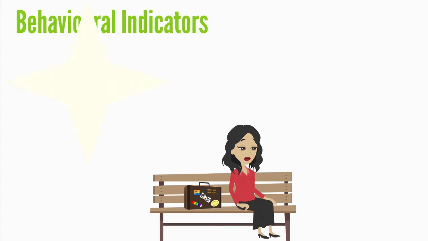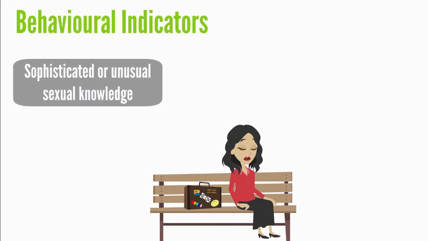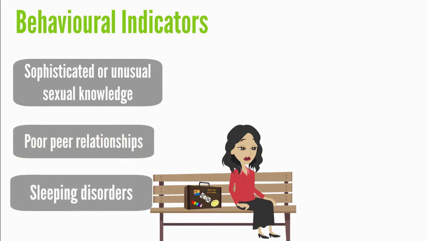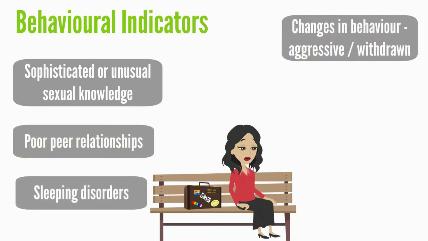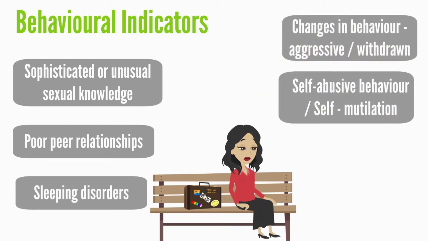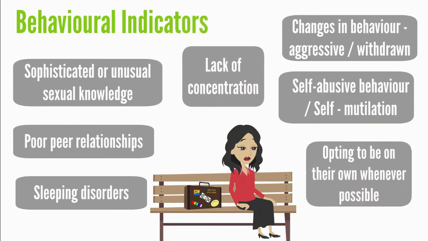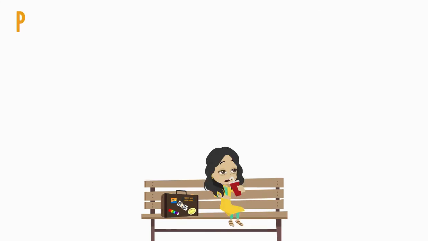Behavioural indicators can be sophisticated or unusual sexual knowledge, poor peer relationships, sleeping disorders, changes in behaviour, aggressive, withdrawn, self-abusive behaviours, self-mutilation, lack of concentration, opting to be on their own whenever possible.